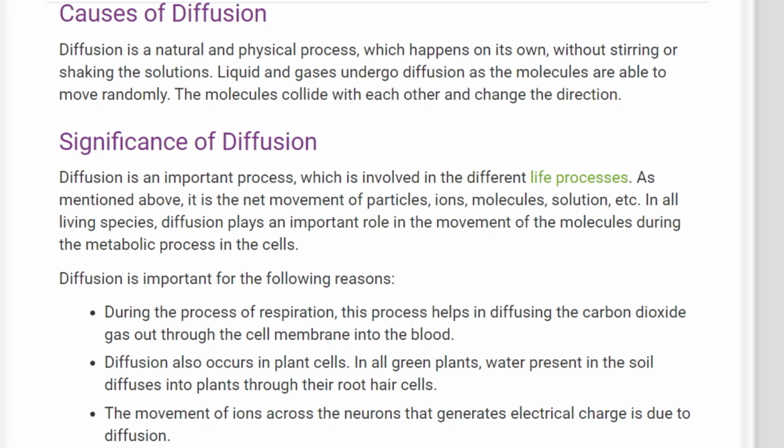During the process of respiration, this process helps in diffusing the carbon dioxide gas out through the cell membrane into the blood. Diffusion also occurs in plant cells. In all green plants, water present in the soil diffuses into plants through their root hair cells. The movement of ions across the neurons that generates electrical charge is due to diffusion.